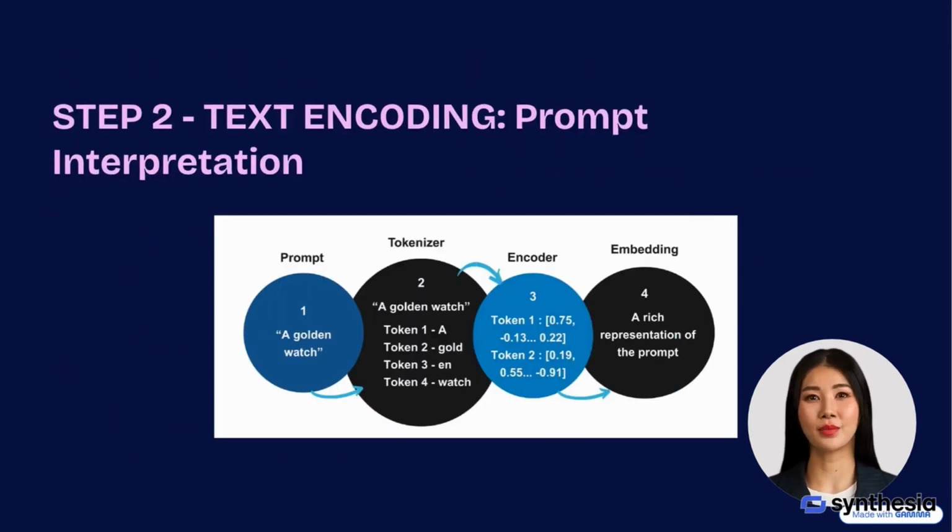In step 2, the text is broken down into tokens and converted into numerical embeddings. This means the model can actually understand the meaning of our words. Since Ruvindu explained this earlier, I'll just add that this step is like translating our language into a format that the AI can use.